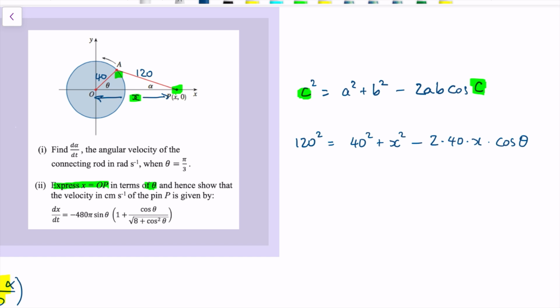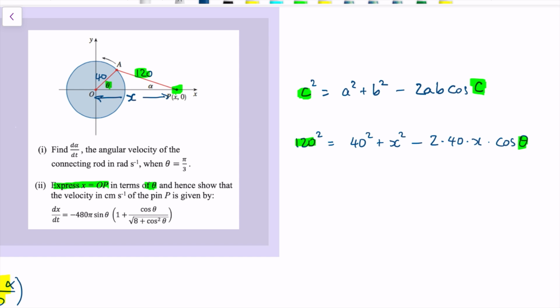So I've switched, saying the angle that I want to bring in, theta, because it says in terms of theta, is opposite the 120. So I'll write 120 there and I'll write theta there. The problem with this is it brings in the quadratic formula, which can get a little bit messy.